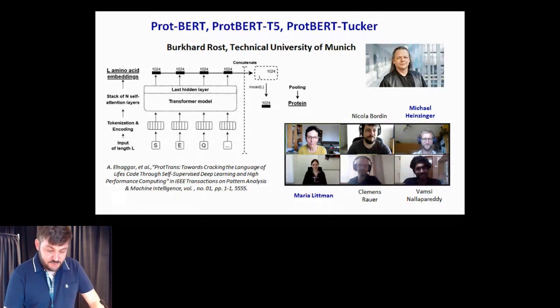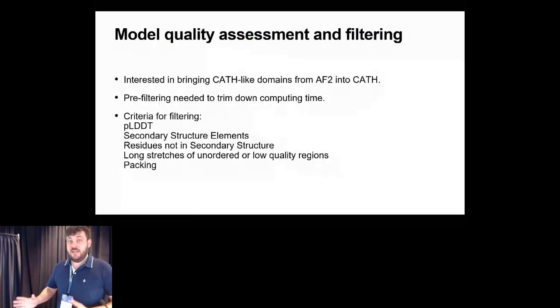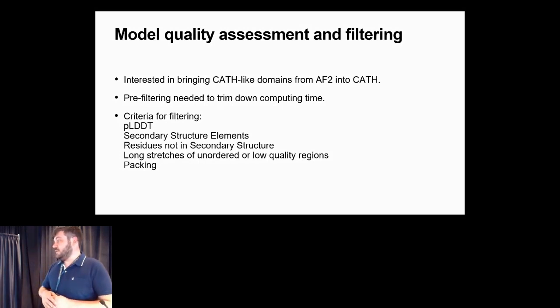But even though we have this tool, we're still talking about 800,000 domains at this point. And we are interested in bringing in only things that will belong to CATH and will belong to PDB. So we need to set up some pre-filtering criteria. We use several. First of all, we filter on pLDDT. Anything that is below 70 gets discarded. Also, domains that are very tiny, so if they have fewer than 3 secondary structure elements, also get set aside.